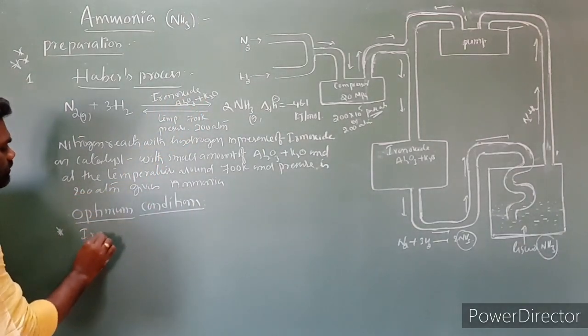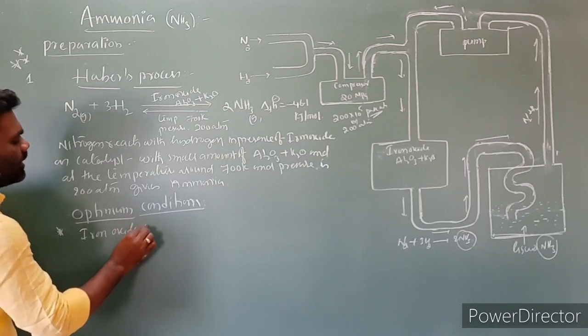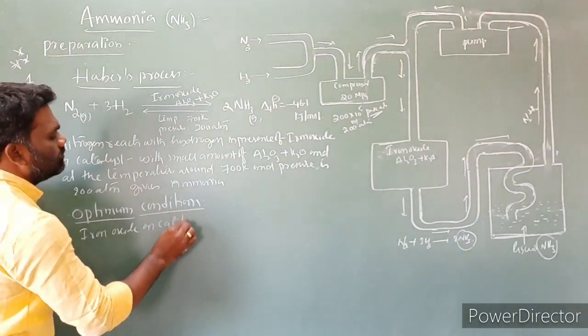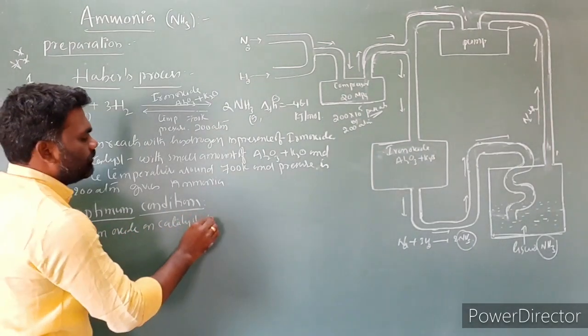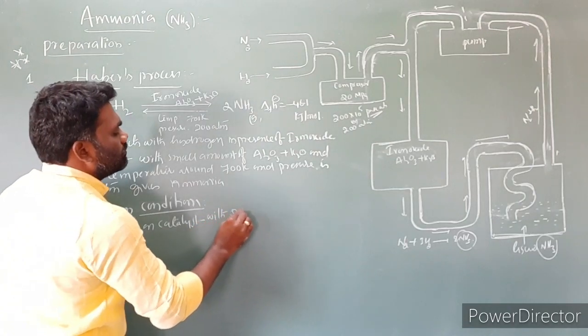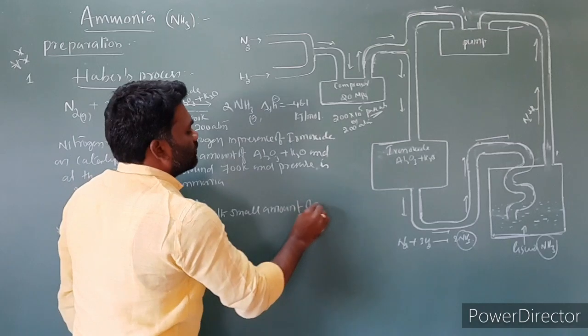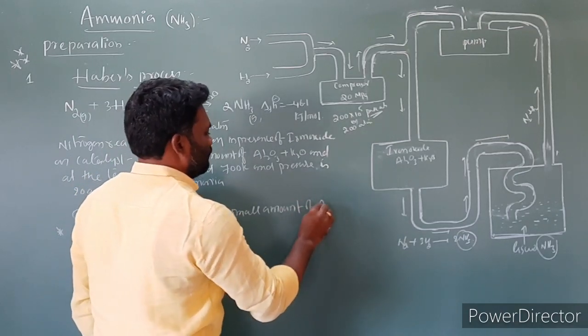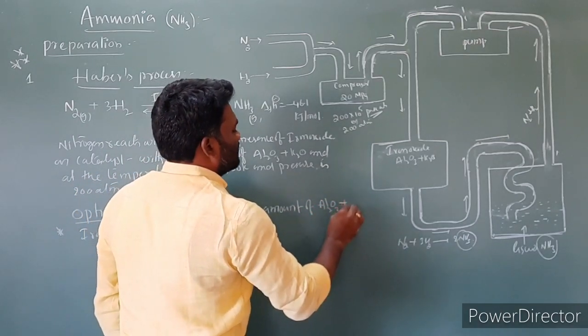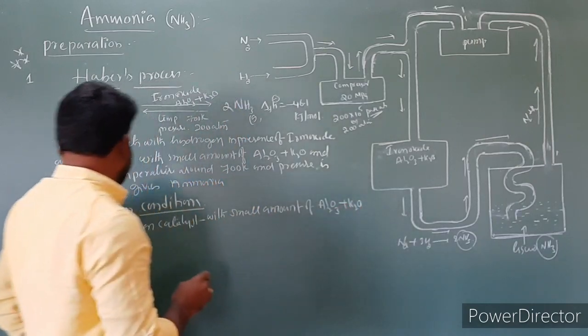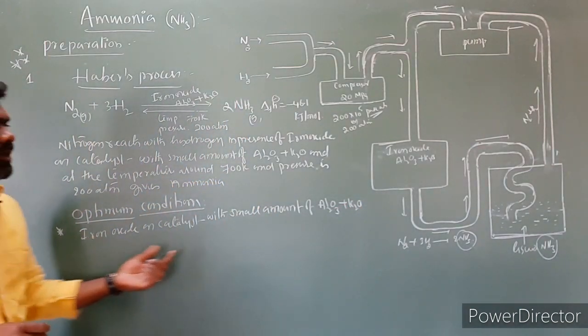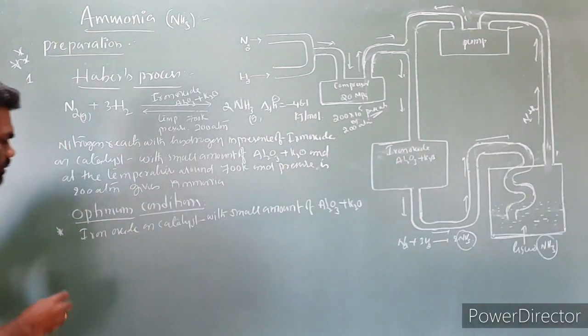Iron oxide as catalyst with small amount of Al2O3 plus K2O. This is one optimum condition.